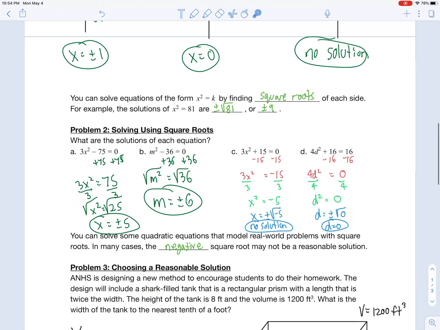So finding square roots is usually going to be the fastest method. Isolate for your variable first. Once I've isolated for my variable, take a square root. I can't do it with a negative, but if I get a square root of 0 or a square root of a positive, I should be able to get a solution.